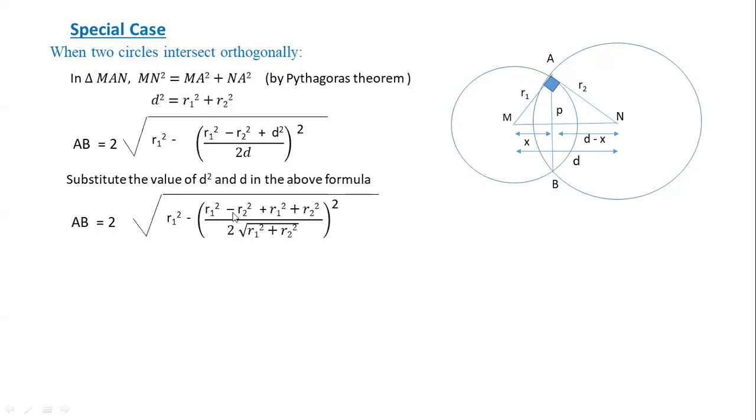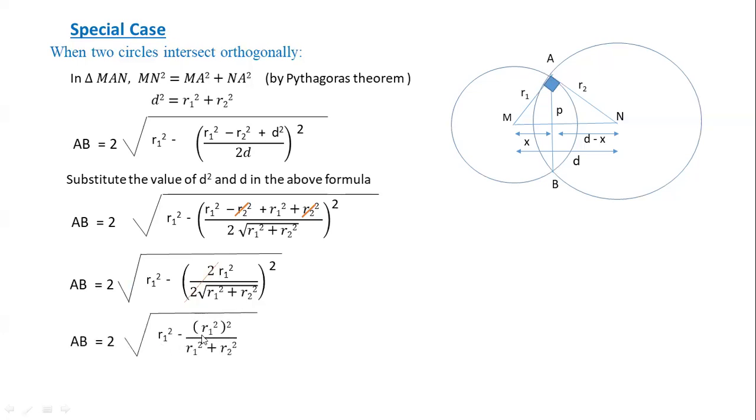Now this is R1 square minus R1 square minus R2 square plus R2 square, which should get cancelled. So these two get cancelled. So what is it? R1 square plus R1 square. So what has happened? 2R1 square is there. So 2 R1 square upon 2 root of R1 square plus R2 square. Again 2 cancels with 2. What is left? R1 square into R1 square whole square upon R1 square plus R2 square. This square and root cancel, and only the root of R1 square plus R2 square vanishes.